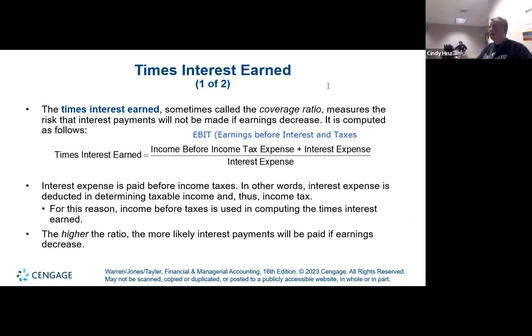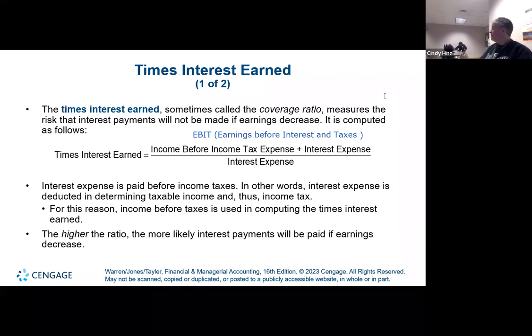So the numerator is EBIT, earnings before interest and taxes, and I forgot to put the parentheses here at the end to close that out. The description that's given in the formula helps you to find those components on the income statement. We're going to start with the operating income, income before income tax expense, and then add back the interest, which is part of operating income. And then we divide by the interest expense.